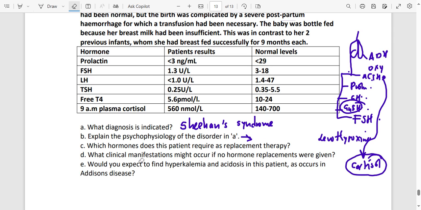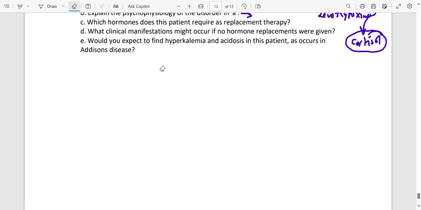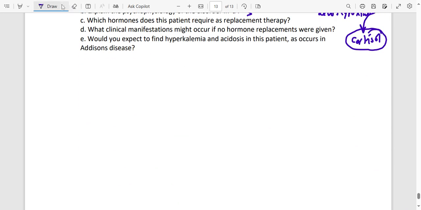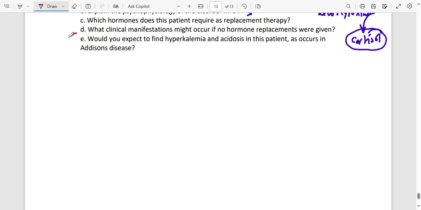Hypothyroidism. Okay. What clinical manifestation? So, what would be the manifestation of hypothyroidism? Thank you so much. Basically, that.